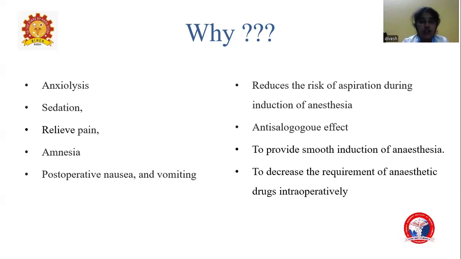It also reduces the risk of aspiration during the induction of anesthesia by decreasing the volume and increasing the pH of the gastric content. It also has an anti-sialagogue effect. What is the anti-sialagogue effect? The drugs which we are going to use for anti-sialagogue effect are atropine and glycopyrrolate. These drugs reduce the secretions of saliva. It also provides a smooth induction of anesthesia, and it also reduces the requirement of anesthetic drugs intraoperatively.